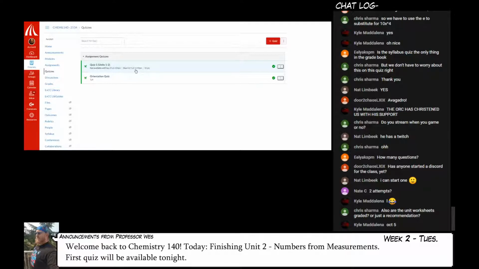Are the unit worksheets graded or recommended? Those are just for practice. They're basically homework. I use those problems and the problems from the textbook and create similar problems in Canvas to the best of my ability. I can't do every problem in Canvas because, I mean, there's a lot of things I can do, but it's kind of limited.